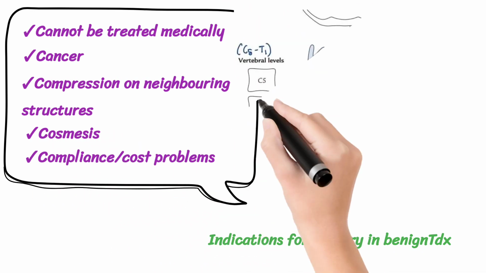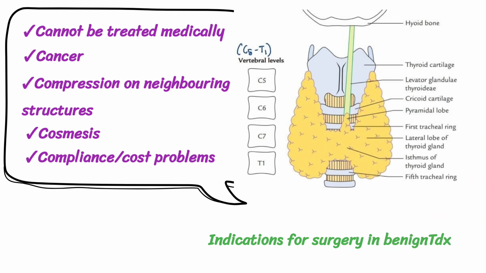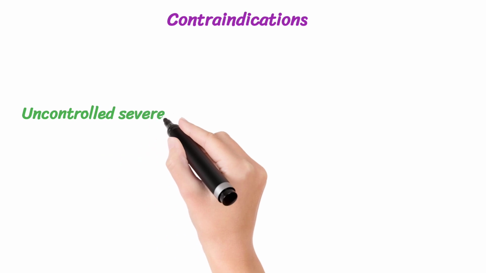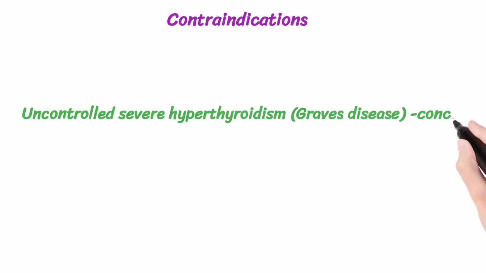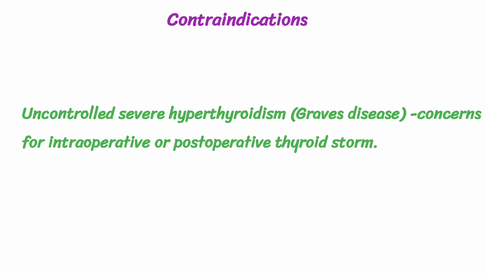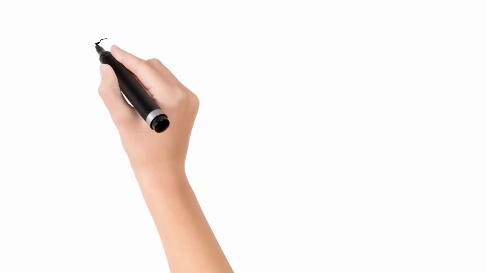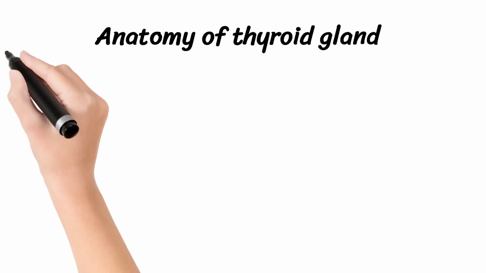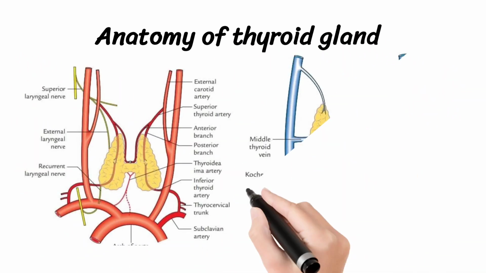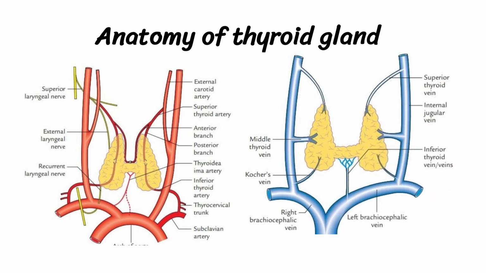So this is just a diagram showing the anatomy of the thyroid gland. So the contraindication is, for example, when you have uncontrolled severe hyperthyroidism, that is Graves' disease, and you are concerned that when you go in surgery, you are going to have a thyroid storm. The anatomy of the thyroid gland, I said before, you have to go through surgery is more of anatomy. This is a simple diagram where we have the venous drainage, the structures around the thyroid gland, and the arterial supply.